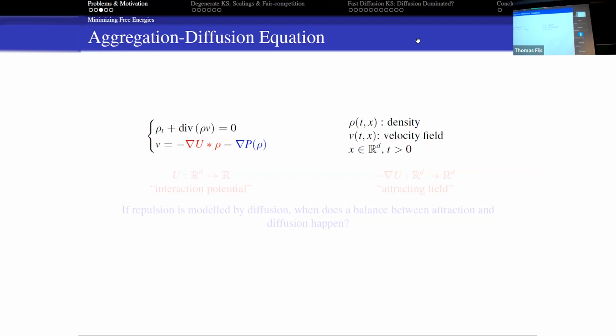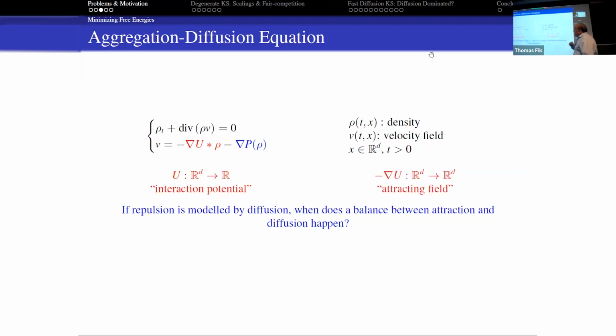And you can think about other ways, instead of doing that approximation, to get other powers or other nonlinear functions of rho, people have looked at that. So that's why I'm writing a more general PDE. So that's what I was saying just now. So the main question I want to address is, if repulsion is modeled by the nonlinear diffusion and the attraction, as I said, by the non-local term, by the interaction potential, when does a balance between the attraction and repulsion, between these two competing mechanisms, happen?